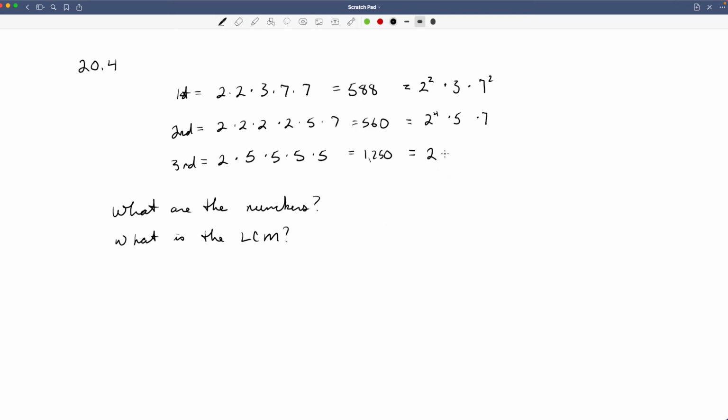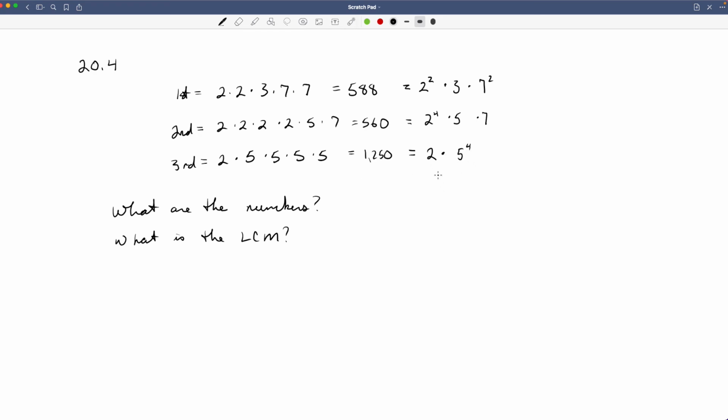And I have 2 to the 1, and then I have 1, 2, 3, 4. Oh, that's not right. Oh, yes it is. Yes it is. Okay, I'm sorry. I was racking my brain here. I put this 5 with the 2 and made 10. So that's perfectly okay. All right, so 2 to the 1 and then 5 to the 4th power.